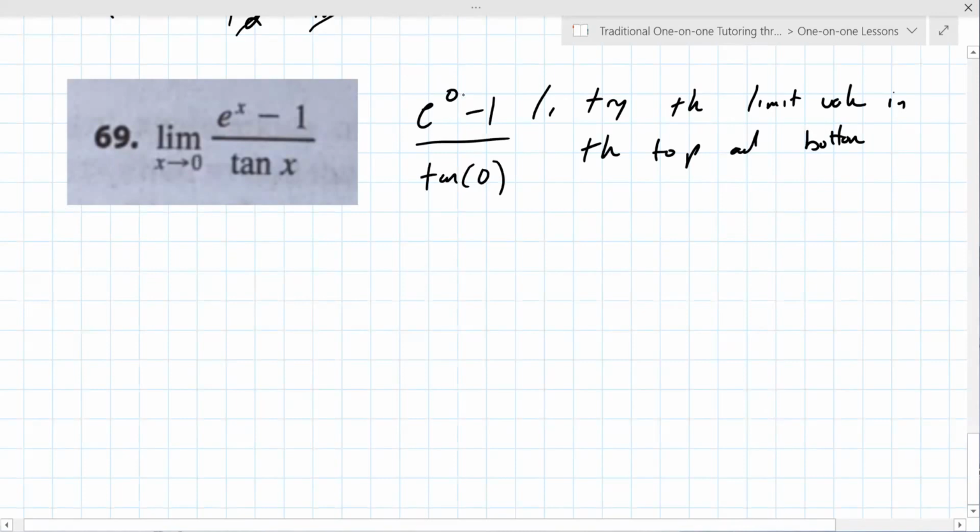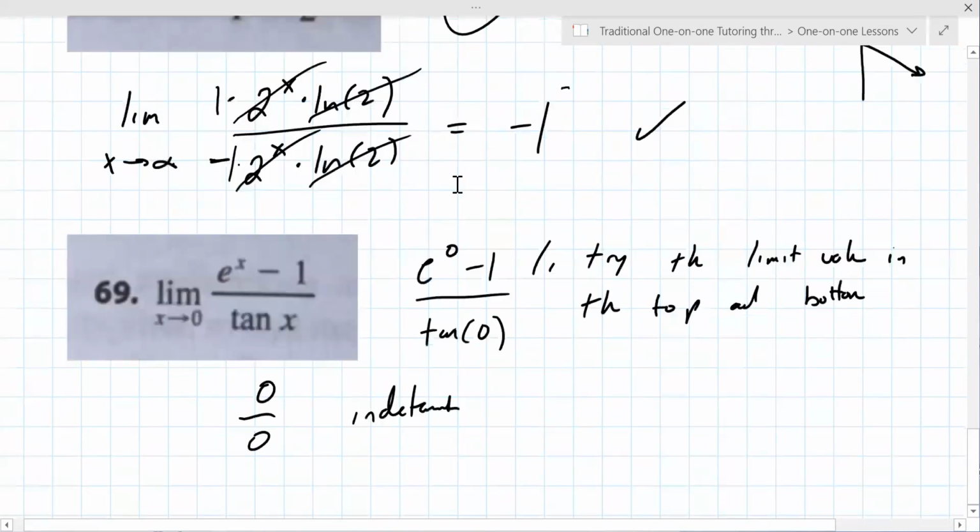So e to the 0 is 1. 1 minus 1 is, I'm sorry, 0. Tangent of 0 is 0. Right. This is 0 over 0. This is indeterminate form. So what if it's infinity? What do you do? Well, if it was like infinity over 0, we got a problem. Or if the limit goes to infinity, I mean.